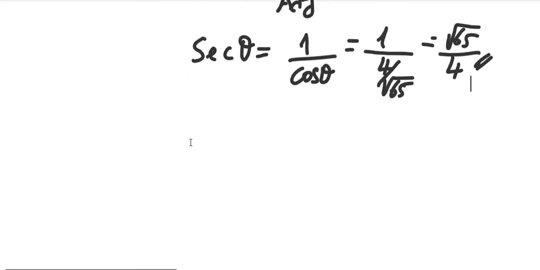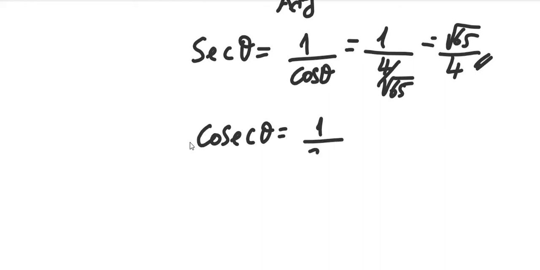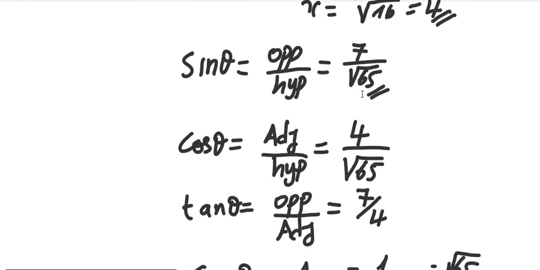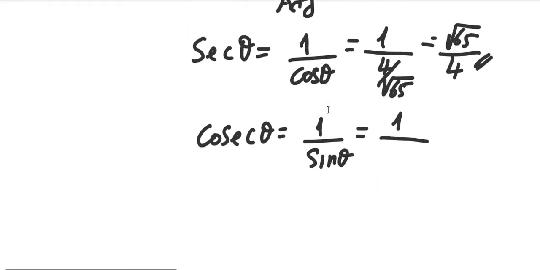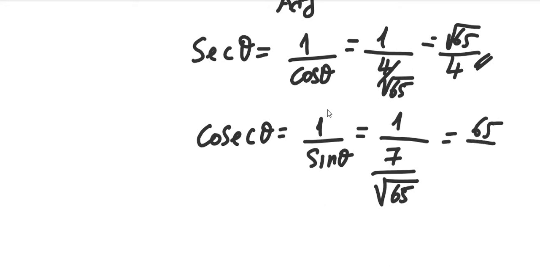Let us proceed and calculate the cosec function. My cosec theta will be equal to 1 all over sine theta, and this will be equal to 1 all over, I know that my sine function is equal to 7 all over the square root of 65, so I will have 1 divided by 7 over the square root of 65, and this will be equal to the square root of 65 divided by 7.